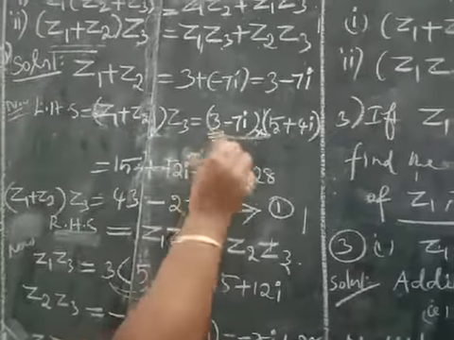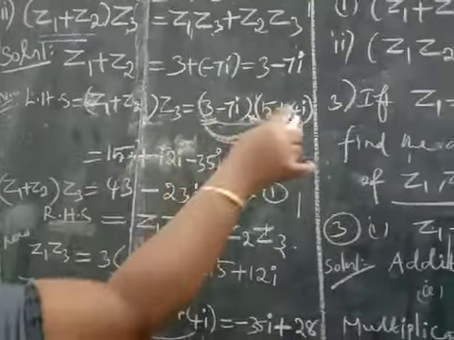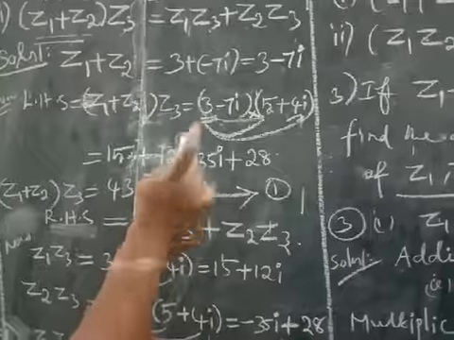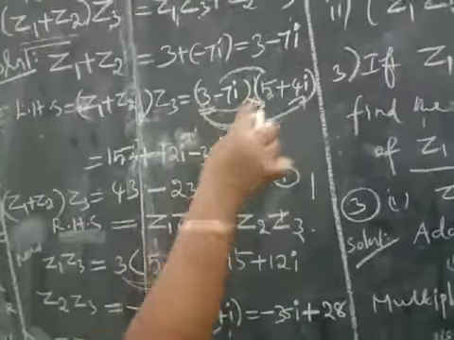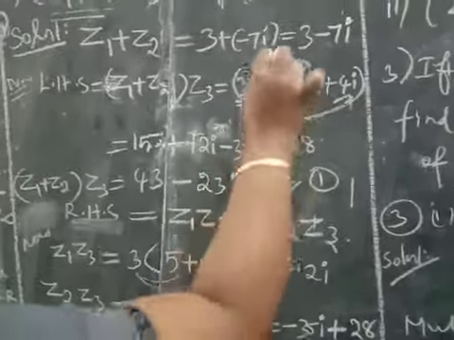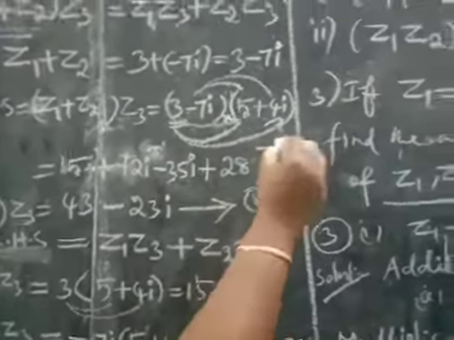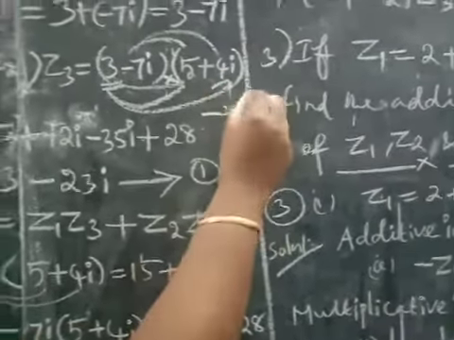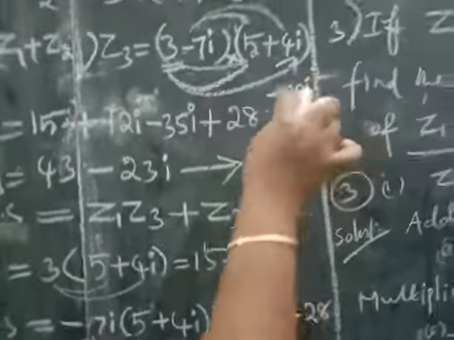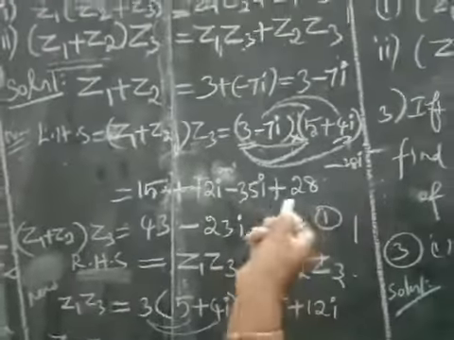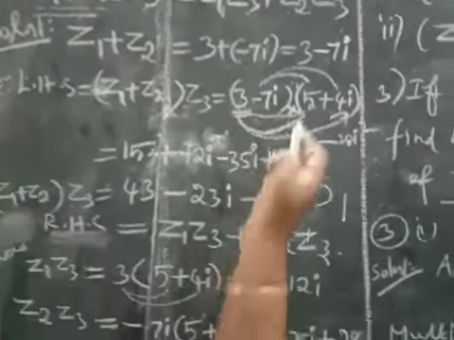First, 3 multiplied with this 5: 3 into 5 is 15. Plus into plus, 3 4s are 12i. Next you multiply this: minus into plus, minus 7 5s are 35i. Next you multiply this: minus into plus, minus 7 4s are 28, i into i squared. Now the value of i squared is minus 1. Minus into minus is plus, so directly I put a plus symbol here because we learned this in the last class.